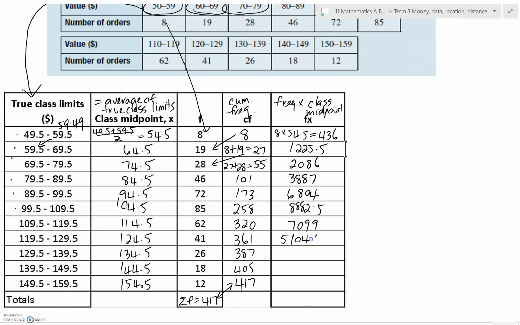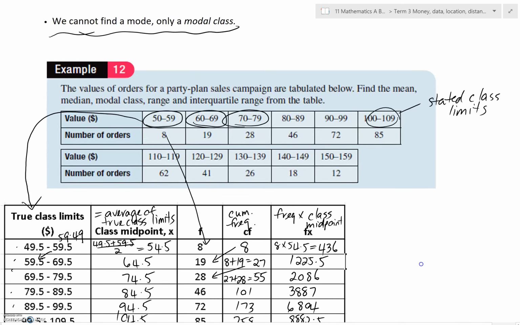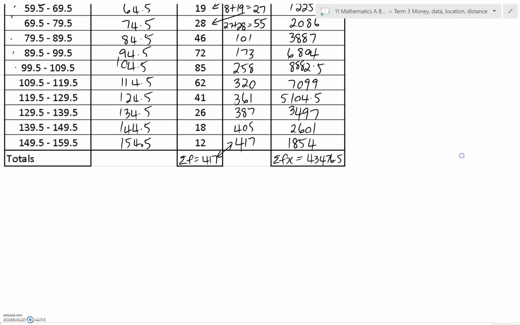So you can see what we're doing here with the table is really no different from what we did with our individual or frequency table data. You're just working with slightly different values. Sum of Fx, we need the total, 76.5. Okay, so we've got that total. Now we actually need to find the values: mean, median, modal class, range, interquartile range. I'm going to start with the mean.